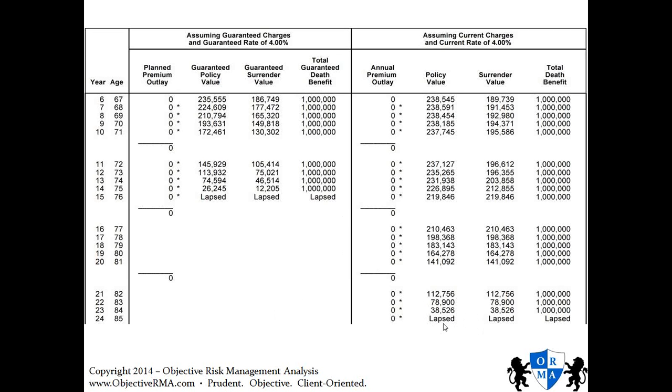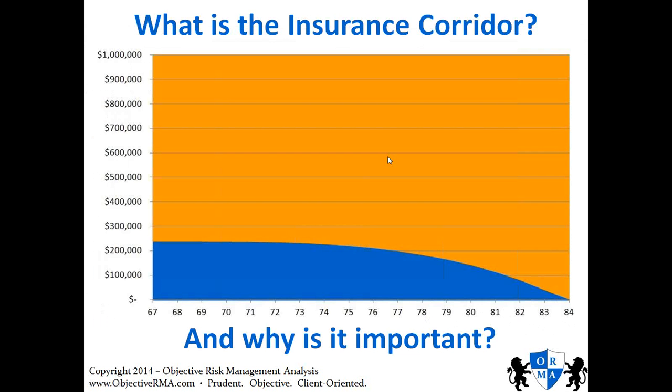But other than just seeing these lapse rows in this illustration, what do all these numbers mean? And that's part of what my analysis does. I graph it onto a chart so that you can actually visualize and see what the policy is doing.